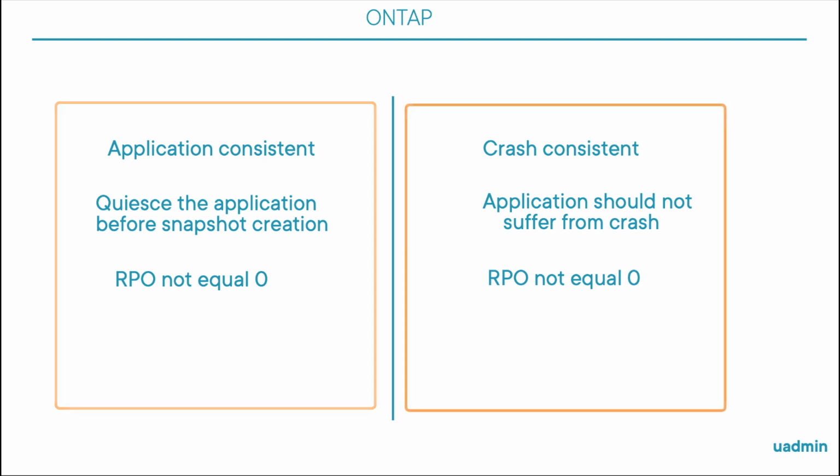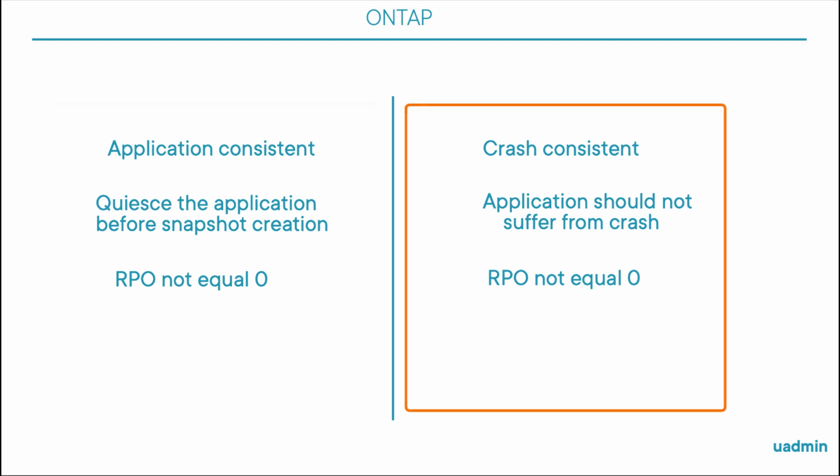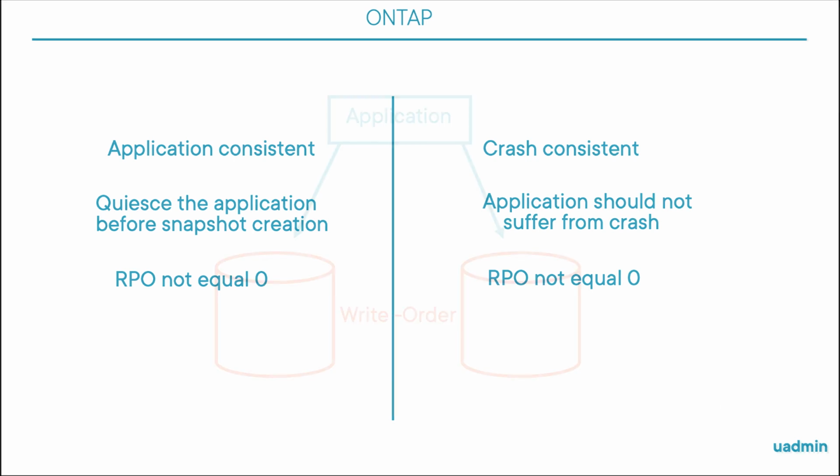And in the case of a crash consistent snapshot, the application should be able to deal with an unexpected and abrupt failure of the system or the application itself. Both methods have been and still are valid options depending on the situation.